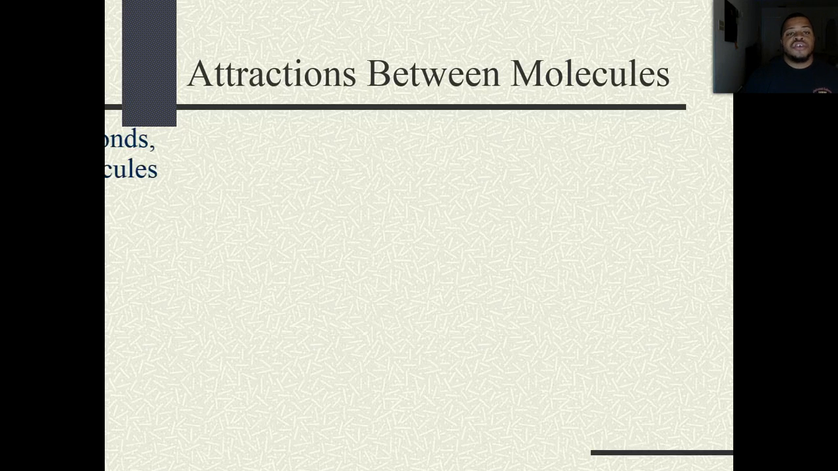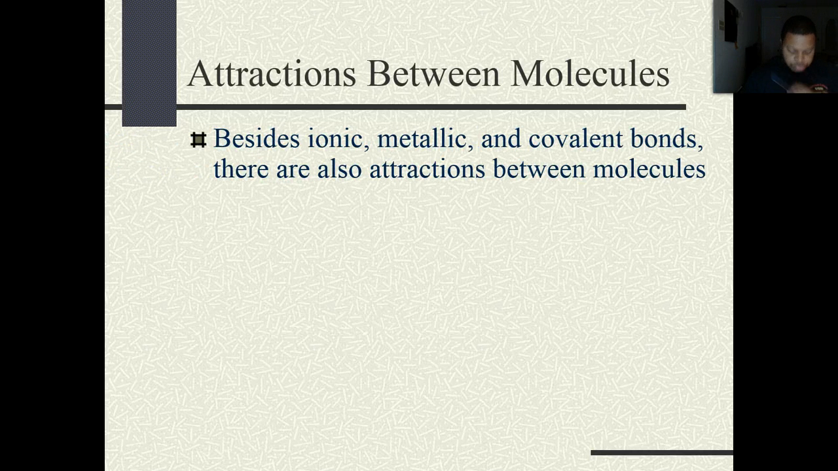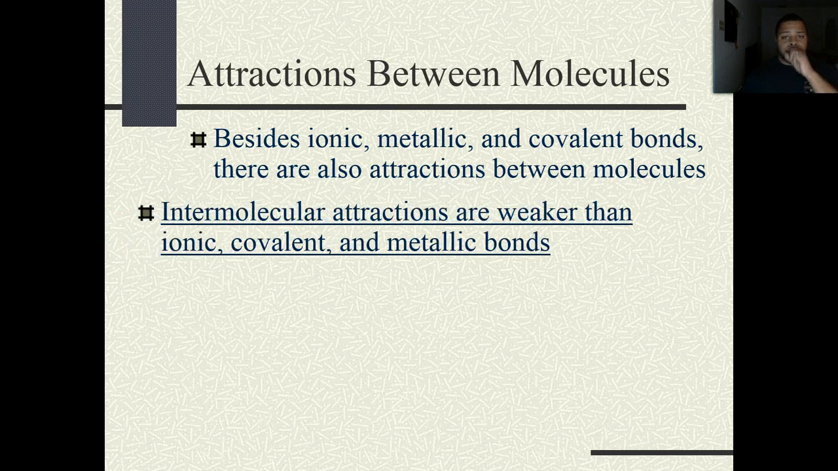Now, when it comes to these attractions between molecules, the biggest thing we need to understand is that outside of the interactions that happen within the molecules, like ionic, metallic, and covalent bonds, there are also going to be times where the molecules are attracted to each other. These intermolecular, notice the word in that word, intermolecular attractions are going to be much weaker than ionic, covalent, and metallic bonds. So these are not on the same scale, they're not on the same level, but they are going to be a factor when we look at a lot of other things down the line.